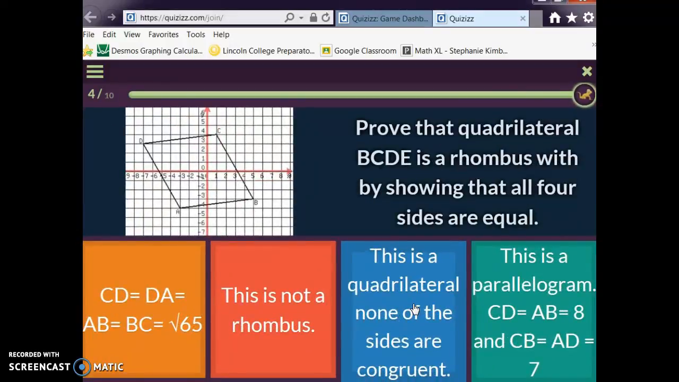I need to prove that this quadrilateral BCED, which I'm assuming is ABCD, is a rhombus by showing that all four sides are equal. Now, I can use the distance formula on this, and I will. From this B to C, I'm going to move 1, 2, 3, 4, 5, 6, 7. I went up 7, and 1, 2, 3, 4. Left 4.